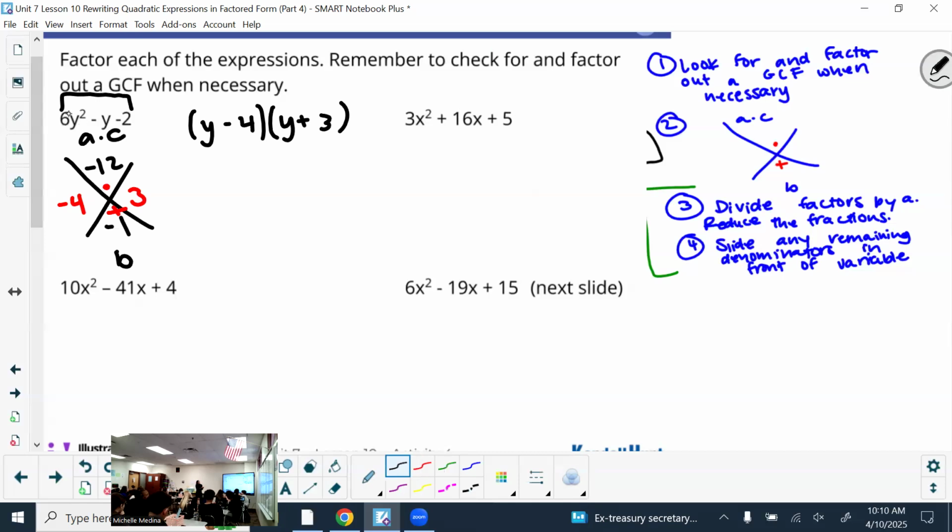Because when A is not 1, and you could still, like in other problems, if you want to divide the 1 here, go ahead and change anything. But when A is not 1, you need to make sure you divide it from the factors. Because right now, if I were to multiply, I would not get 6y squared for the first. So you have to do this step. Reduce the fractions, use a calculator if you need to. Class, what does 4/6 reduce to?